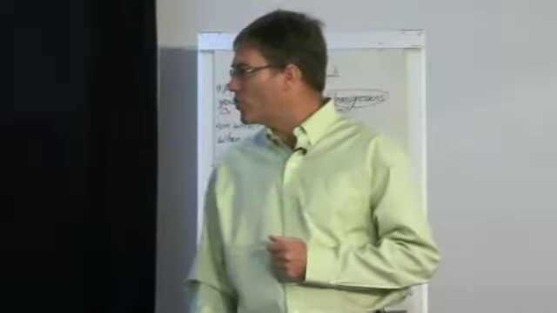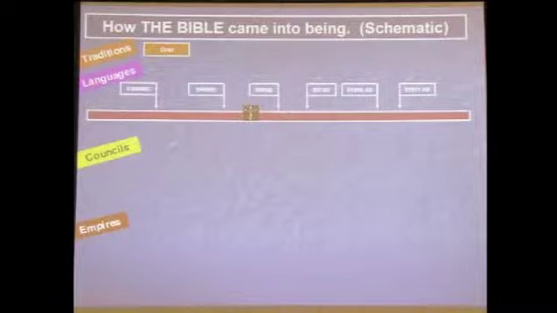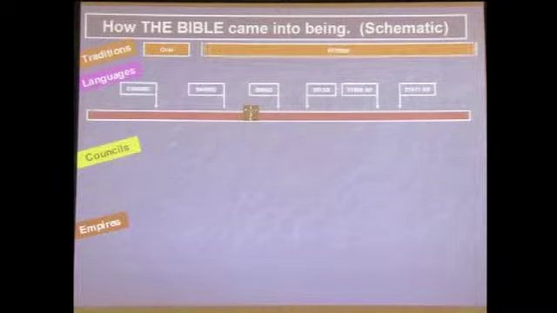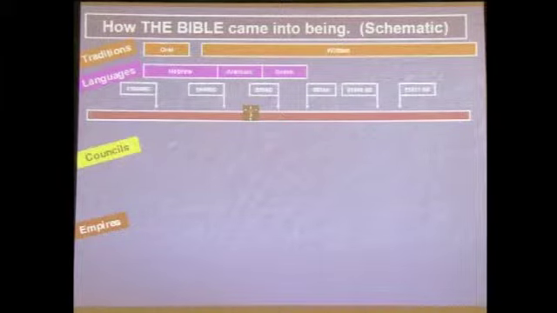Let us go to the first one, traditions. There was an oral tradition, and then it slowly evolved into a written tradition. The languages: the Old Testament was written in Hebrew and some parts in Aramaic, and then it evolved into Greek, the New Testament, and into Latin, and then into the English language.